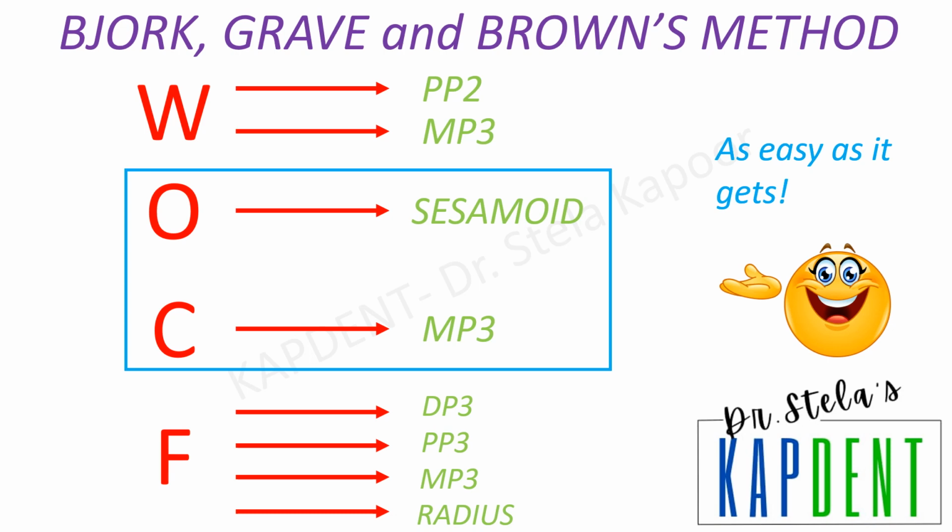Now fourth is the fusion. 4 for fusion and 4 growth sites, F and F. The 4 sites are DP3, the distal phalange of the third finger, PP3, proximal phalange of the third finger, MP3, middle phalange of the third finger, and finally the radius. Now the highlighted blue squares on O and C signify the highest growth spurt that is present.